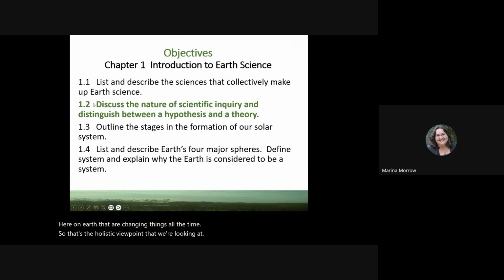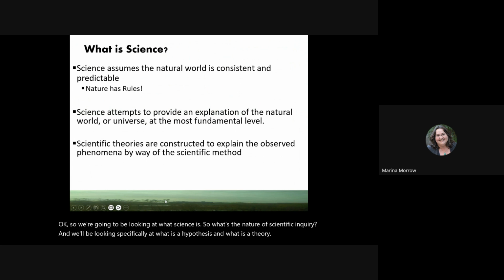Okay, so we're going to be looking at what science is. So, what's the nature of scientific inquiry? And we'll be looking specifically at what is a hypothesis and what is a theory. So, science has rules. That's what scientists like to think. We believe the natural world is consistent, it's predictable. And so we talk about the laws of nature. Science tries to provide explanations for the natural world. So science is all about the natural world.